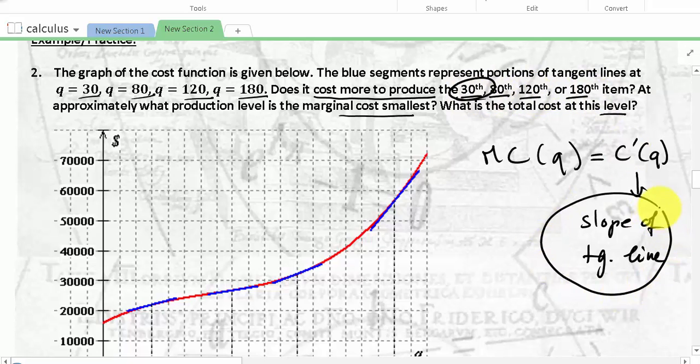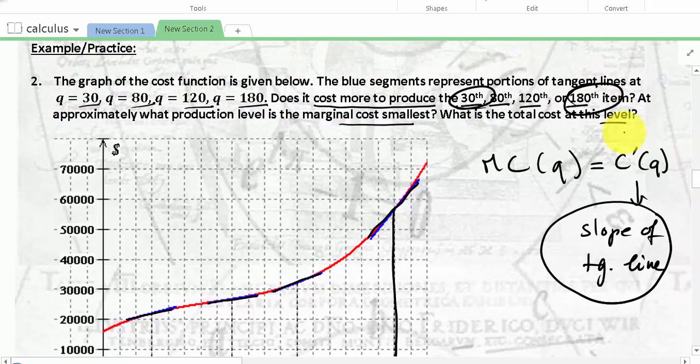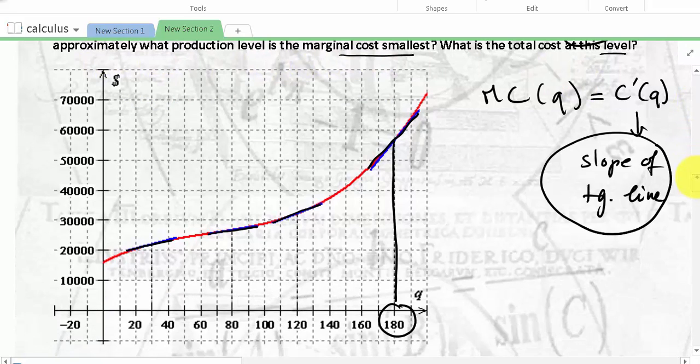I'm just going to check the slope of the tangent line. Okay, this is a pretty flat one, a little bit steeper, and this is the steepest. Therefore, it costs more to produce the 180th item. Okay, so this is the one that will cost you more. At approximately what level of production is the marginal cost the smallest?